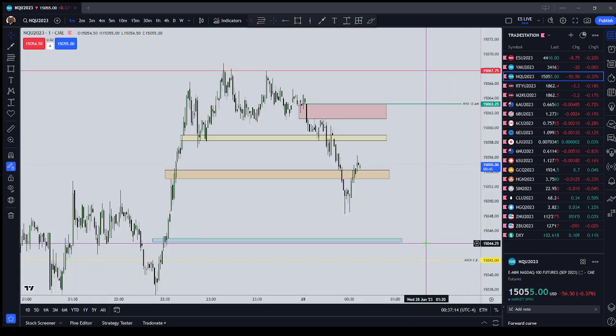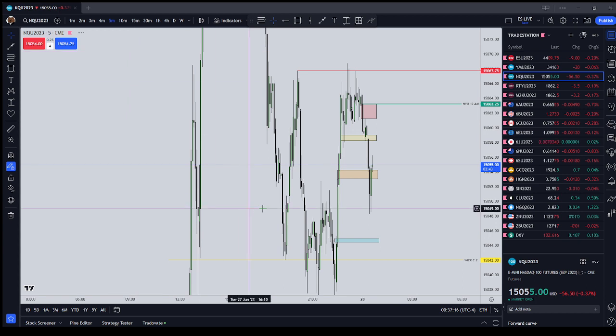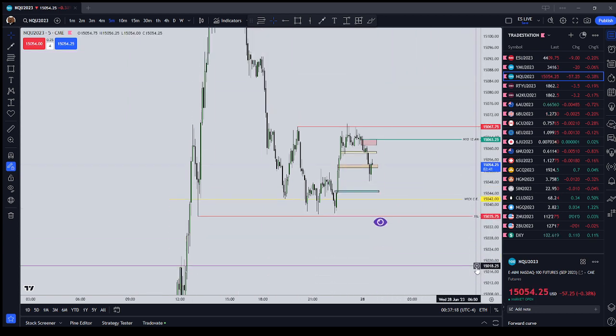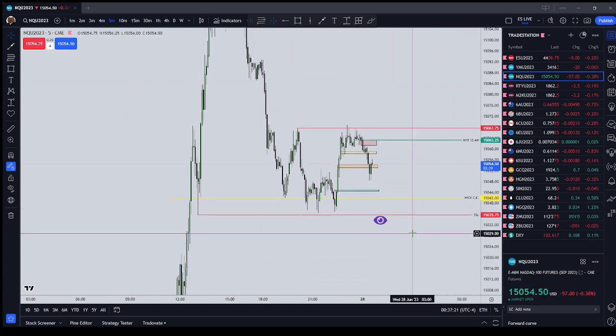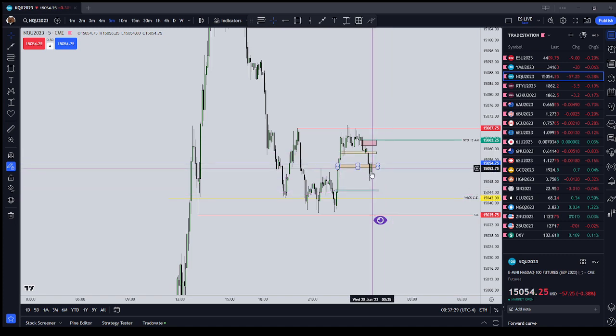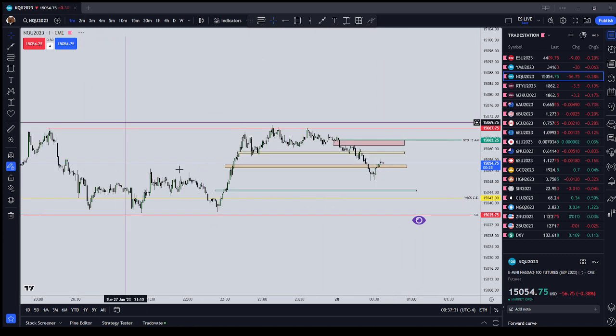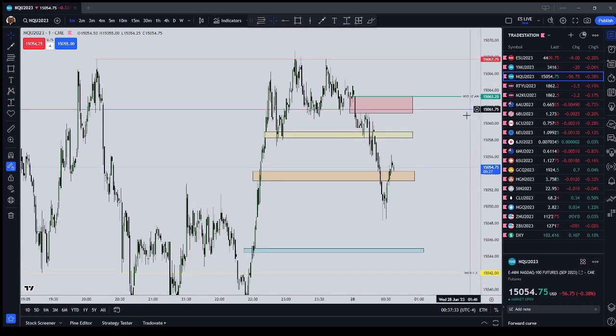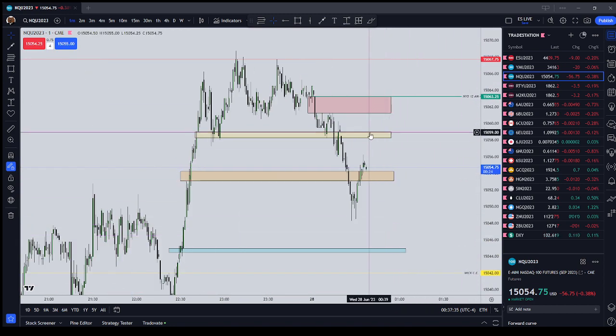Not what I ideally wanted. Came down to this 5-minute bissy, found support. It's going to be a slow grind down, huh? Okay, it's probably coming back up to yellow box.